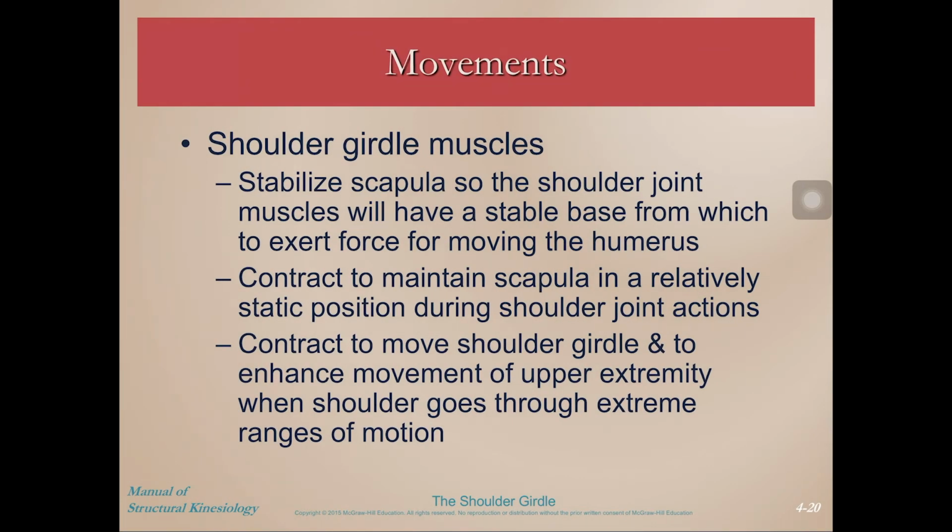So the shoulder girdles, as I just mentioned, stabilize the scapula, so the shoulder joint muscles have a stable base from which to exert force. This is demonstrated well if we compare and contrast the bench press to the push-up. In the bench press, you actually need to keep your shoulder blades, your scapula, retracted and locked down onto the bench as you're benching to keep your shoulders in a really good position.